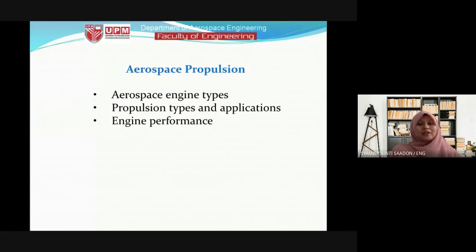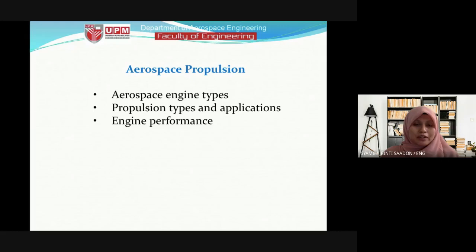Last week I explained a bit about the introduction to aircraft propulsion. We have seen several types of aircraft engine, which are turbojet, turbofan, turboprop, ramjet, etc. We have seen the applications, power plant, and aerospace applications. Okay.